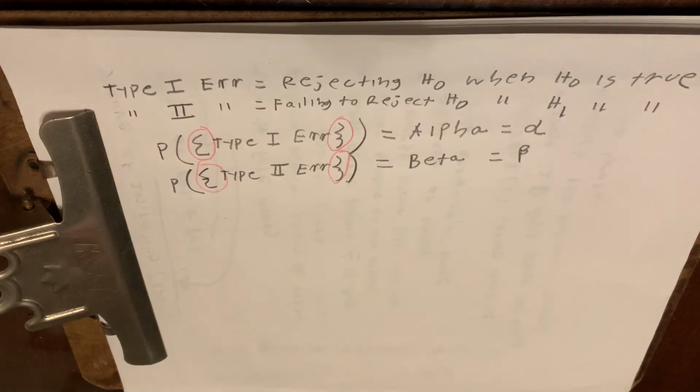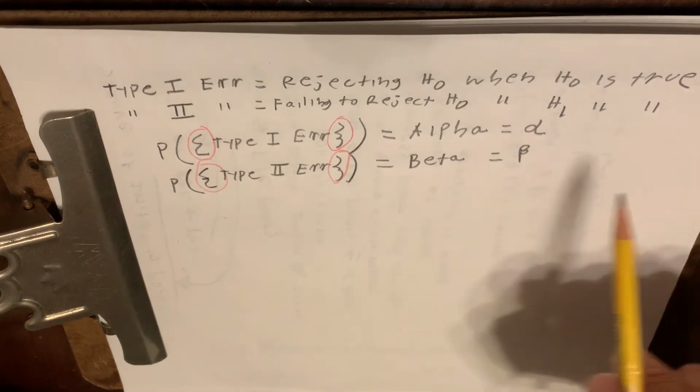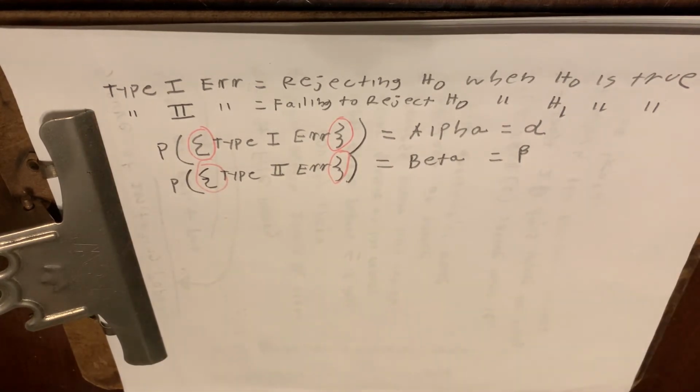So alpha is the probability of rejecting the null hypothesis when the null hypothesis is actually true. And that's an error. We want this thing to be as small as possible. And a type 2 error is failing to reject the null when the alternative is true. And beta is the probability of failing to reject the null when the alternative is true. So these are probabilities that are calculated. And the subject of statistics has evolved so that there are standards for these two probabilities.